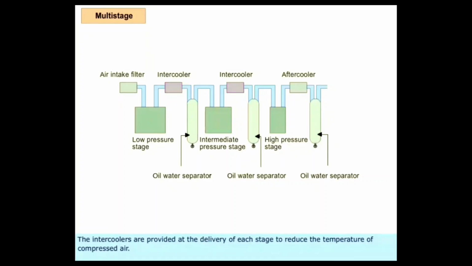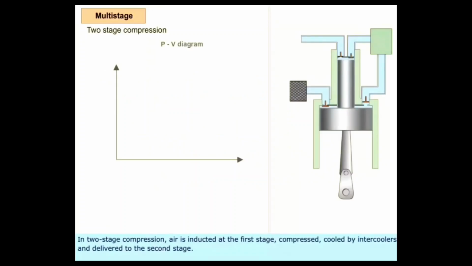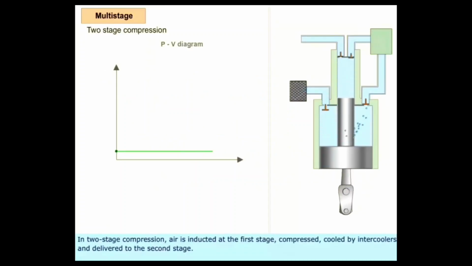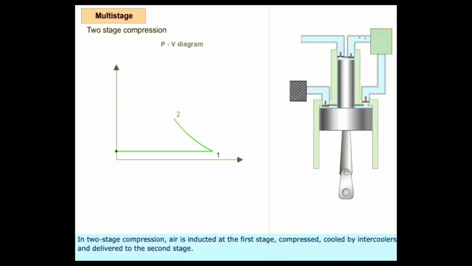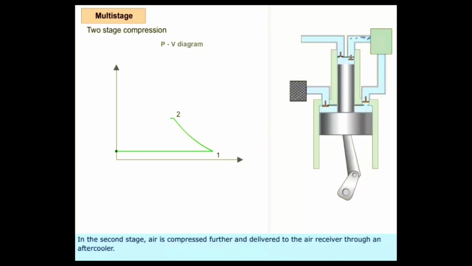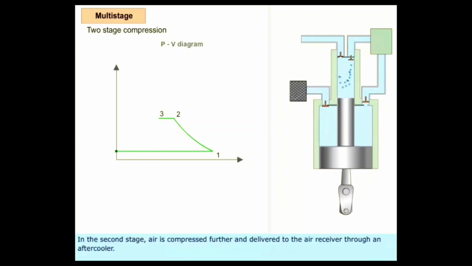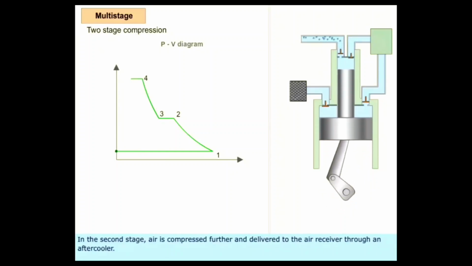The intercoolers are provided at the delivery of each stage to reduce the temperature of compressed air. The oil-water separator separates and drains the oil-water mixture. An aftercooler is provided at the final stage delivery. In 2-stage compression, air is inducted at the first stage, compressed, cooled by intercoolers, and delivered to the second stage. In the second stage, air is compressed further and delivered to the air receiver through an aftercooler.